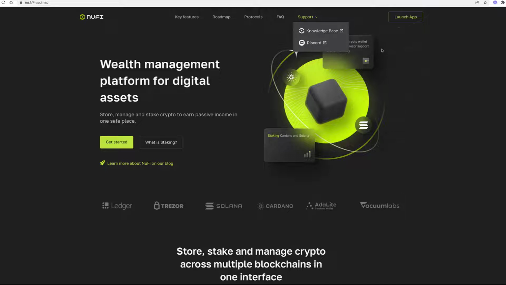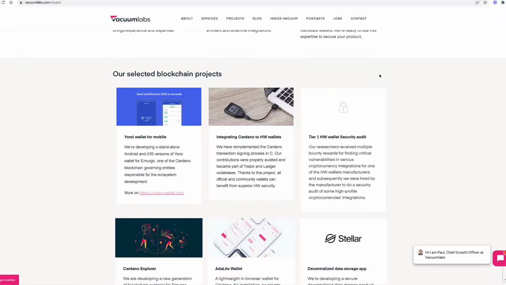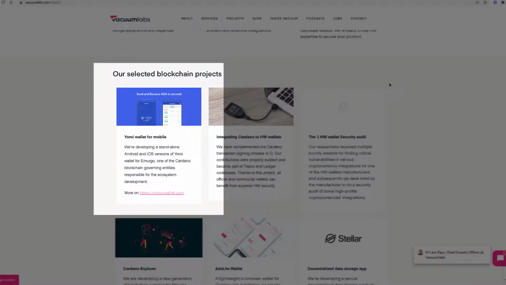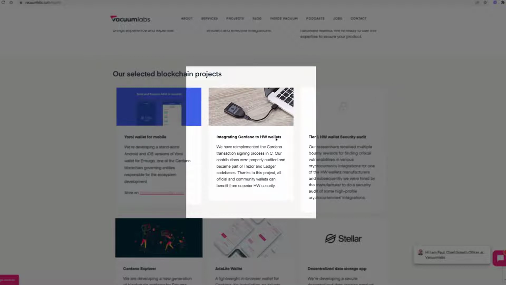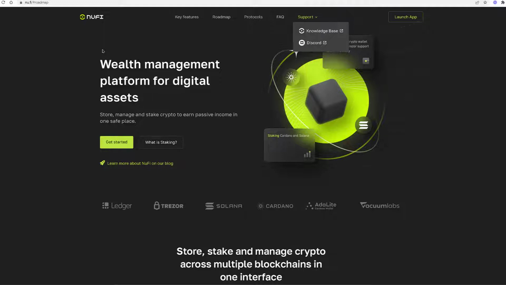And if you're not familiar with Vacuum Labs, they have their hands in a lot of things, but most importantly, what you would know is they're the ones that helped develop the Yori wallet, that backed the integration of Cardano using hardware wallets like I use, which is the Ledger Nano X. They also use the Trezor, the creation of the Ada Lite wallet. So why do I care? And why should you care about this wallet?